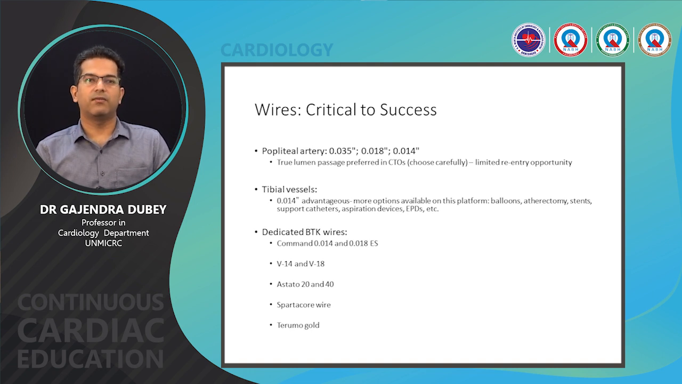So the wires can be divided into workhorse wires, which include wires like the Spartacore wire. They have low tip load but good support, so they are useful for putting in balloons or stents once the lesion has been crossed.